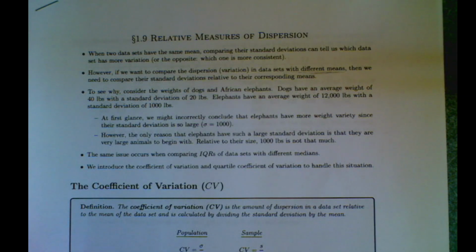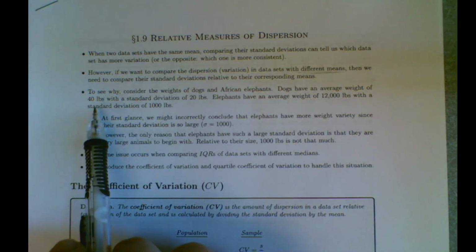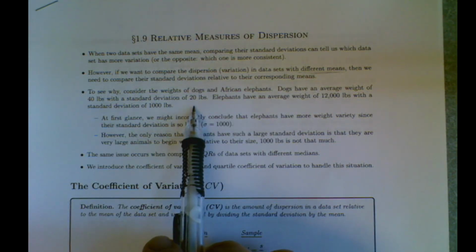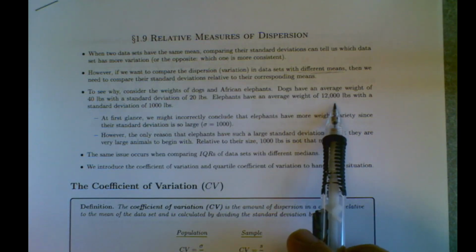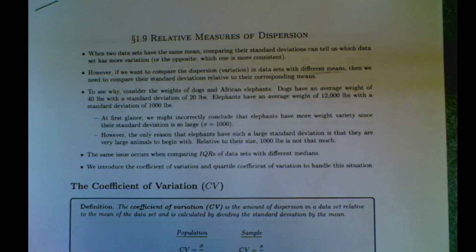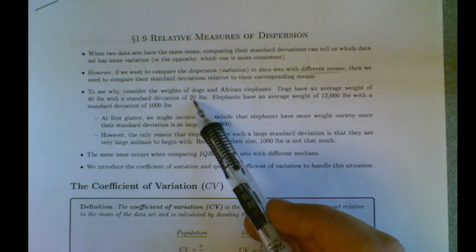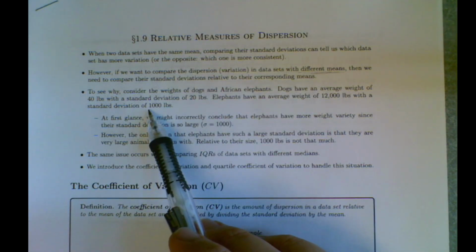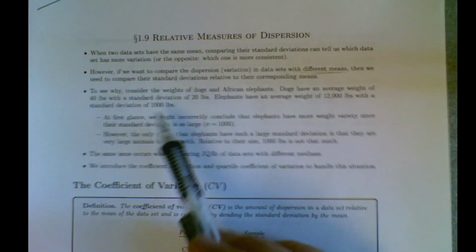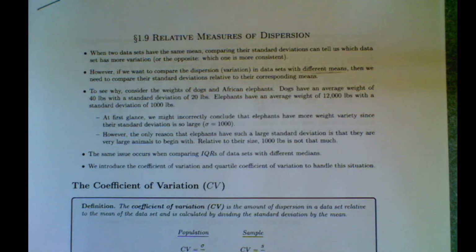But the issue is that if you look at their absolute weight variety, the standard deviation for the two groups, you'll see that elephants have a larger standard deviation. Dogs have an average weight of 40 pounds with a standard deviation of 20 pounds, while the elephants have an average weight of 12,000 pounds with a standard deviation of 1,000 pounds. Obviously 1,000 is much larger than 20, and so you might say there's much more dispersion among the elephants. Elephants have a larger standard deviation, and therefore they have more variation in their data.